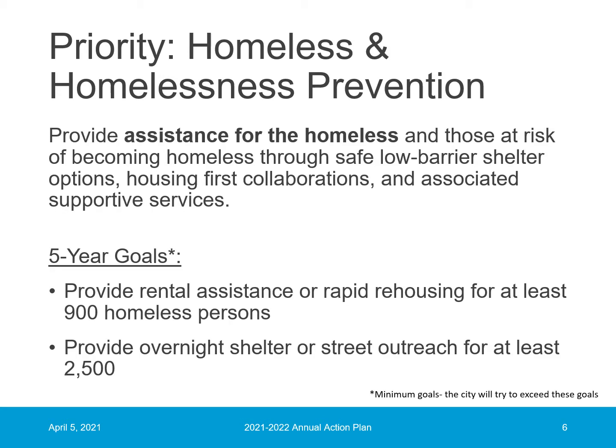The first priority is to provide assistance for the homeless and those at risk of becoming homeless through safe, low-barrier shelter options, Housing First collaborations, and associated supportive services. The city's 5-year goals include providing rental assistance or rapid rehousing assistance for at least 900 homeless persons, and to provide overnight shelter or street outreach services for at least 2,500 persons.